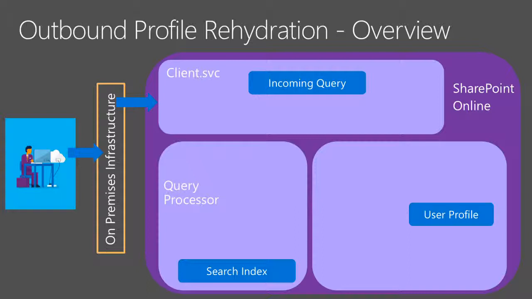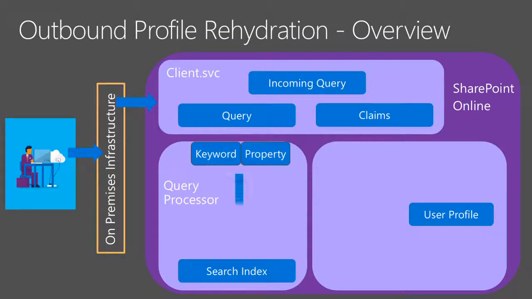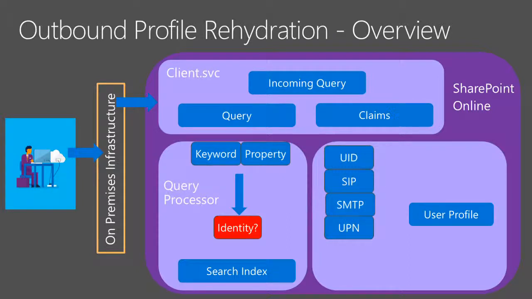If I'm my end user sat over here, this is my Bob Fox, and I issue my on-premises query through my on-premises infrastructure, it's going outbound now to Office 365. We hit that client service endpoint in Office 365, the end of my URL. The incoming query is then fractured into fundamentally two things. There's the query itself, which consists of keywords and properties. There's the claims. So the claims are, who am I as a user? How do I identify who I am? When the query processor receives the keyword and the property, it wants to know who the user is. So it effectively issues a challenge to say, who are you?